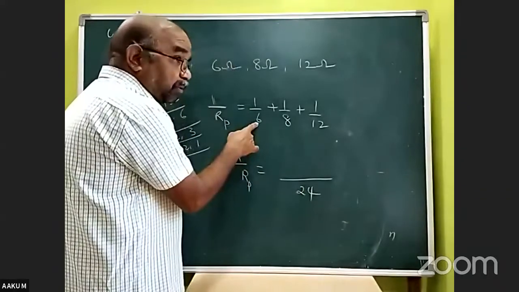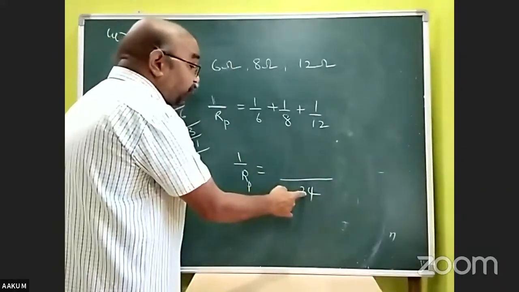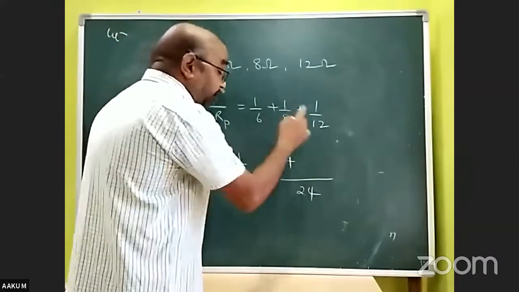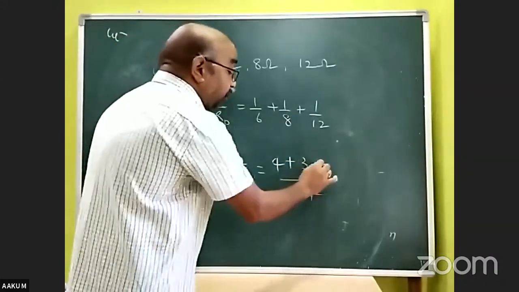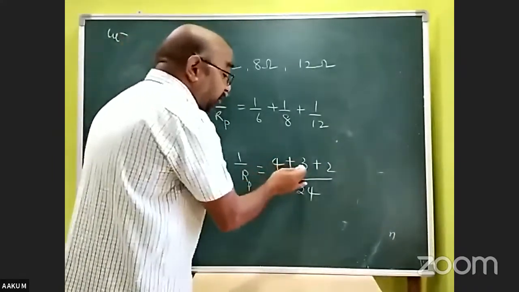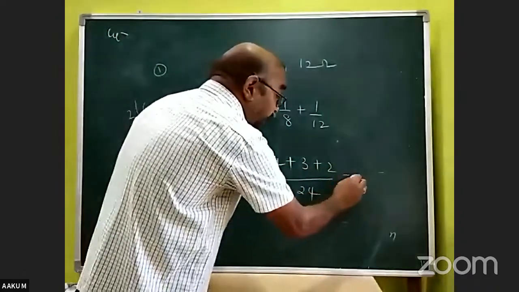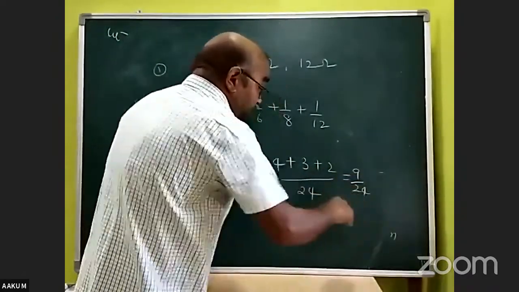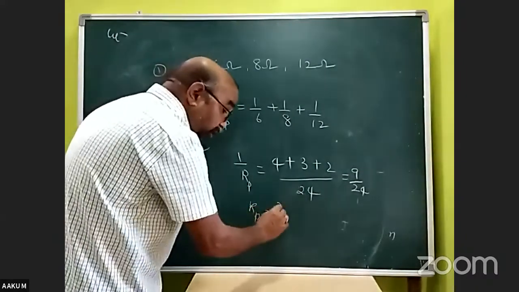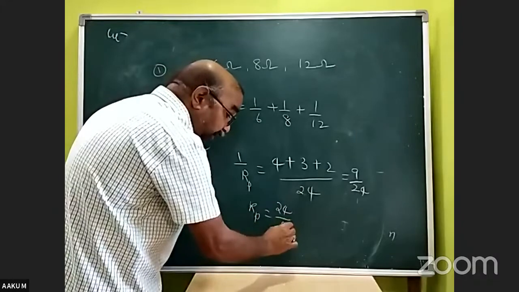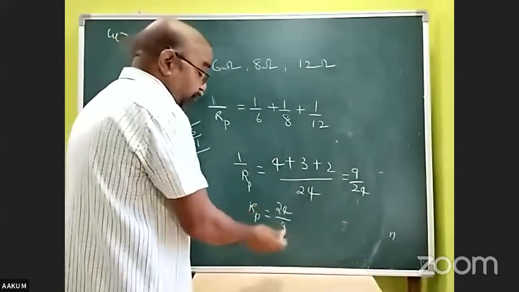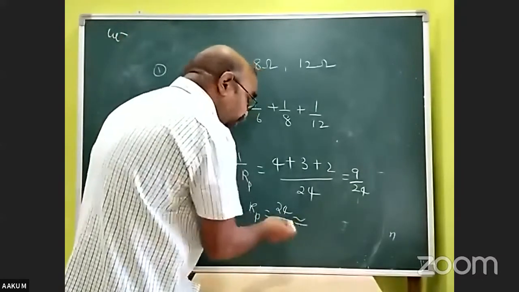6 goes 4 times in 24, 4 into 1, 4. 8 goes 3 times, 3 into 1, 3. 12 goes 2 times, 2 into 1, 2. 4 plus 3, 7 plus 2, 9. 9 by 24. Therefore, the resultant resistance in parallel combination is 24 by 9. Approximately, or just less than 8 ohms. Approximately, or just keep it like this only, no problem.